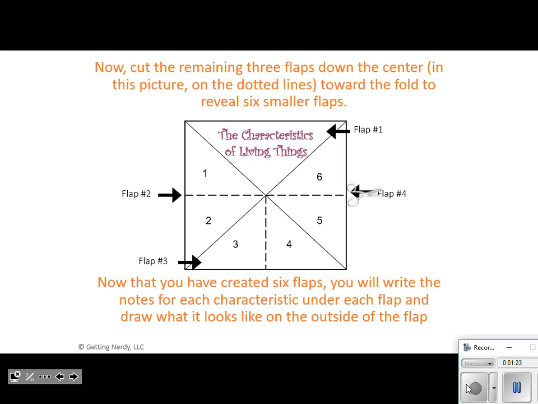So you're going to have a flap that says the characteristics of living things, and we're going to open it up, and open it up, and open it up. So we're going to cut the solid lines and fold the dotted lines.